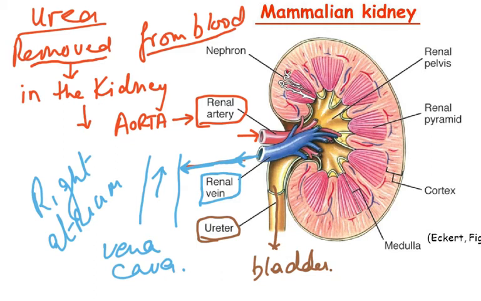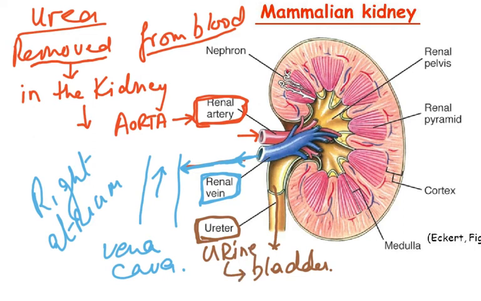So we've got three vessels which come out of here. Number one, renal artery. Number two, renal vein. And number three, the one which is going to carry urine, this is called the ureter. So if you cut a kidney section you see three tubes, and you should be able to identify them. The ureter is going to carry the urine, and that urine is going to go to the bladder.